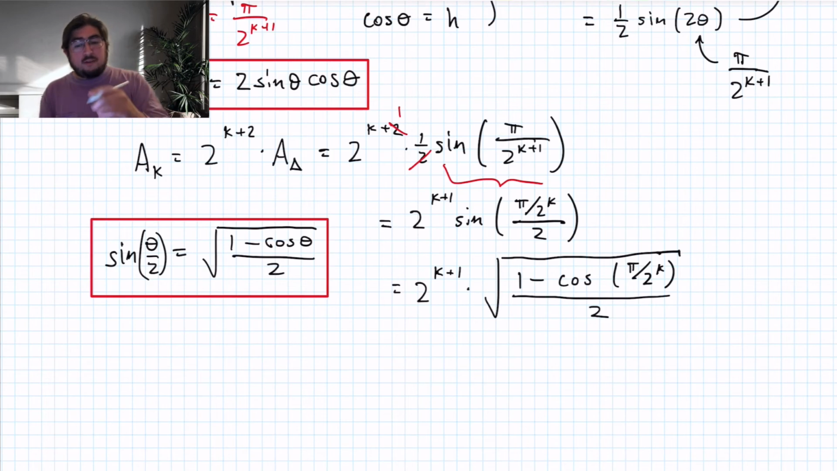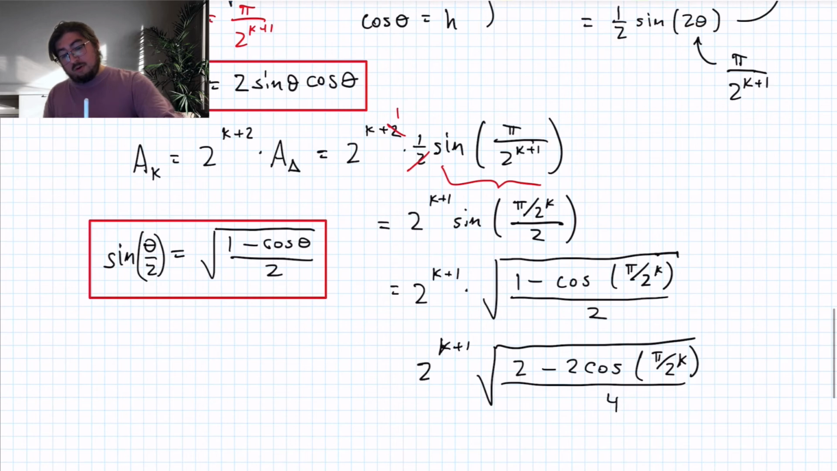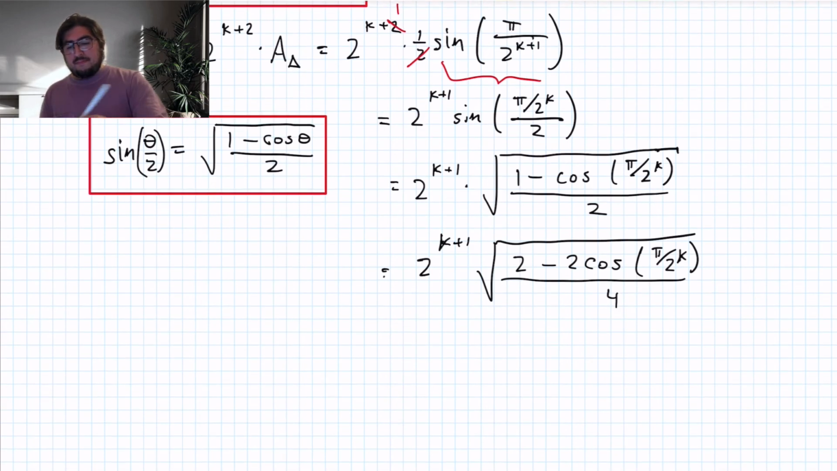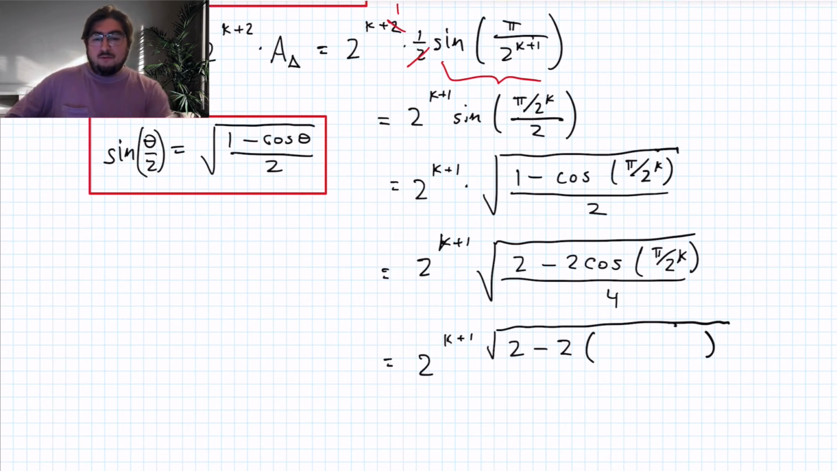Multiply top and bottom of the inside of the radical by 2. We get 2 to the k plus 1 times the square root of 2 minus 2 cosine of pi over 2 to the k, all over 4, because we're multiplying top and bottom of the inside of the radical by 2. So the 2 on the bottom becomes 4 now. Okay. Now, the square root of that 4 is 2, so that comes out. And what do we know about cosine of pi over 2 to the k? Well, cosine of pi over 2 to the k is that nested radical of k minus 1 many 2's.